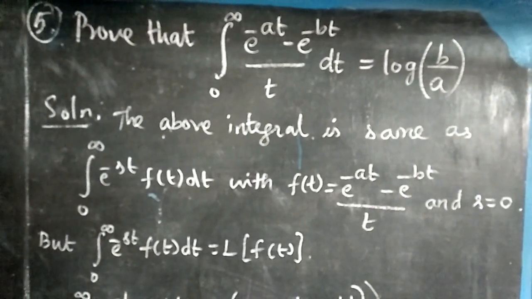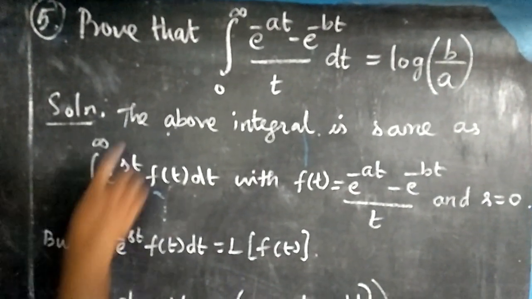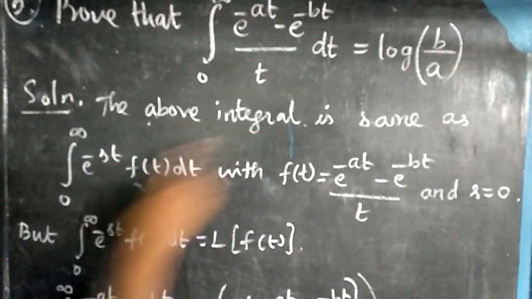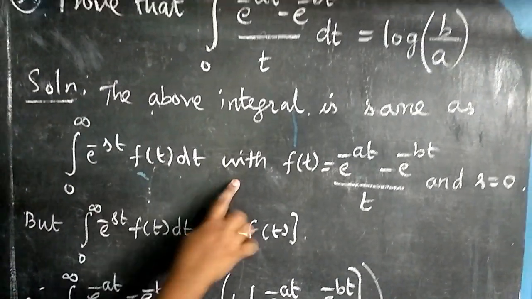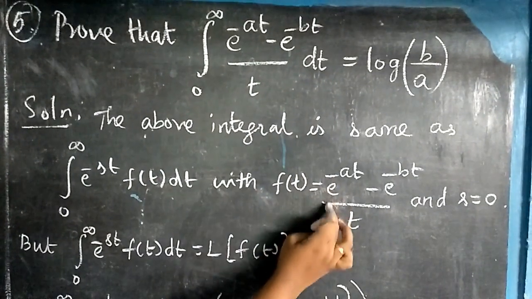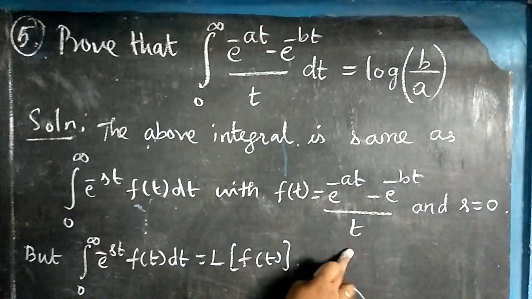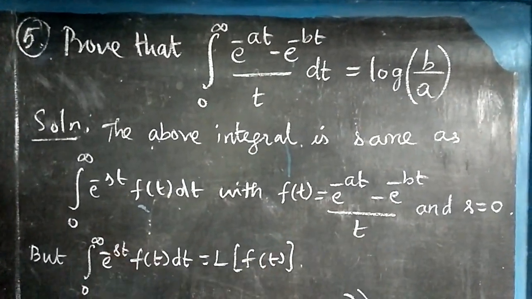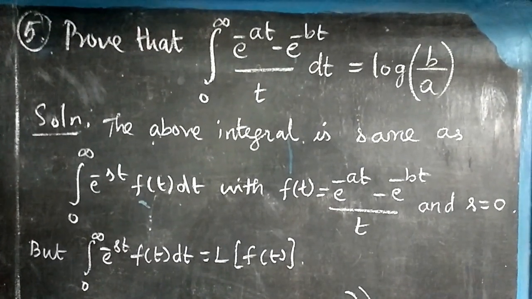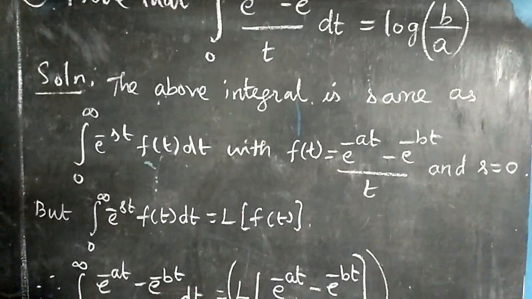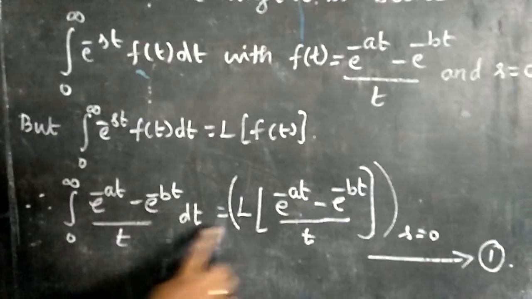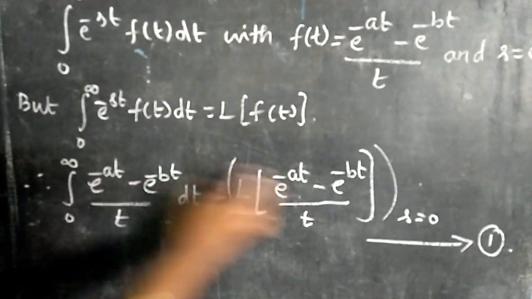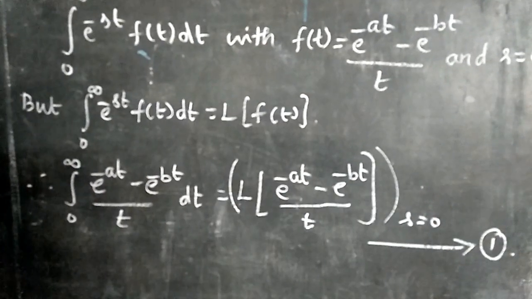dt is equal to log b by a. The above integral is same as integral 0 to infinity e power minus st f of t dt with f of t as e power minus at minus e power minus bt by t and s is equal to 0. Therefore, integral 0 to infinity e power minus at minus e power minus bt by t dt is the Laplace transform of this function at s is equal to 0.